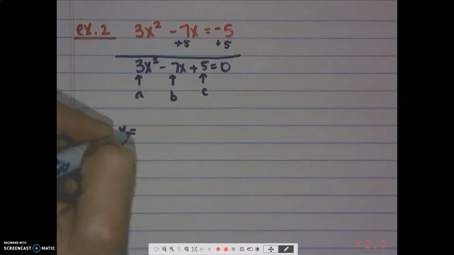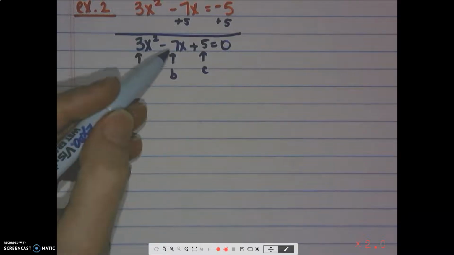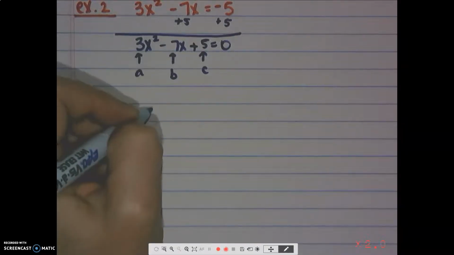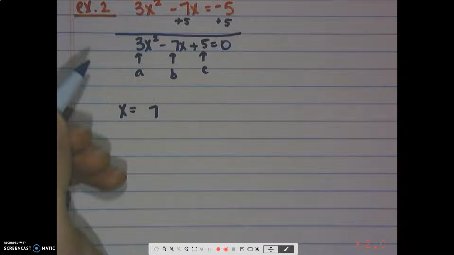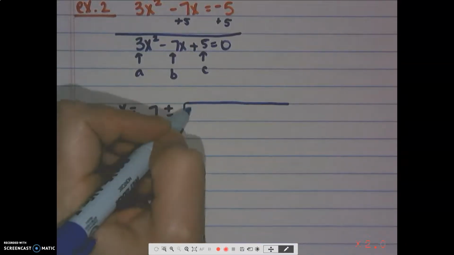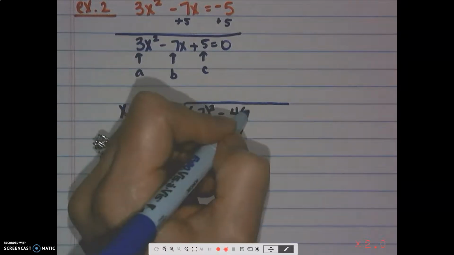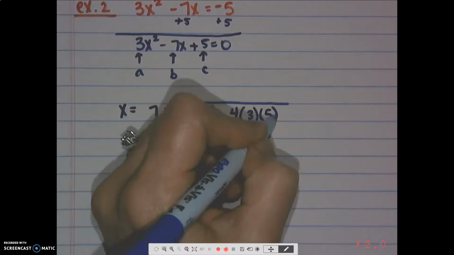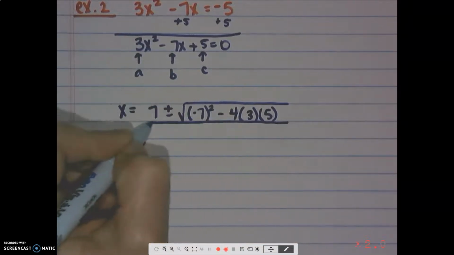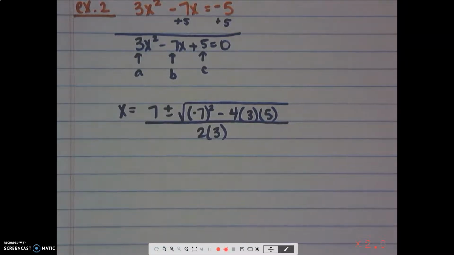We're going to plug into that formula. So our formula says x equals the opposite of b. Since b is -7, the opposite of that is a positive 7. So we have 7 plus or minus the square root of b squared minus 4 times a times c, and that is all over 2 times a.